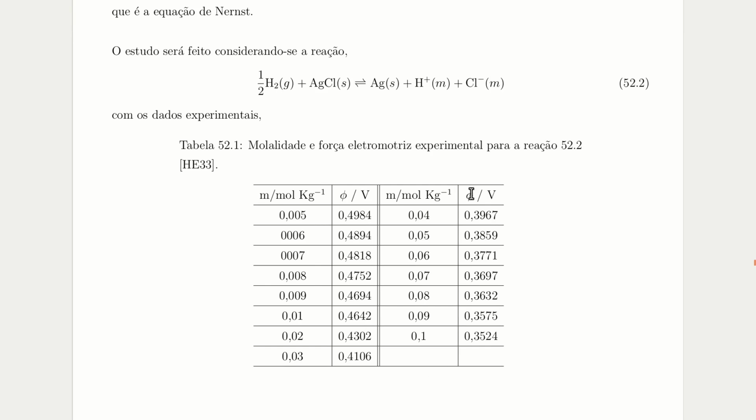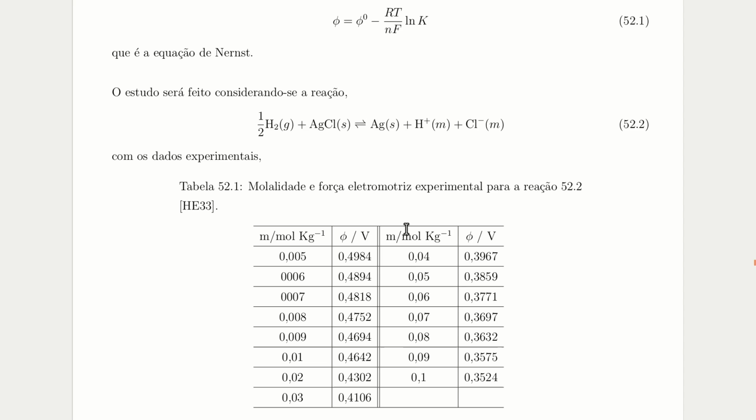potential, the cell voltage. So how to extract activity coefficients from this data? Also, how to calculate the standard cell potential, which is a very important quantity, from this data. That will be the discussion.